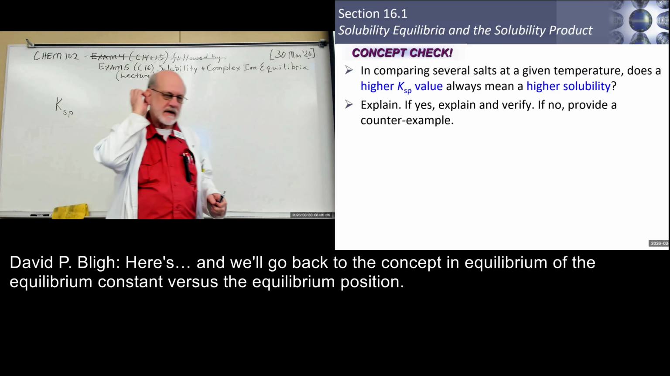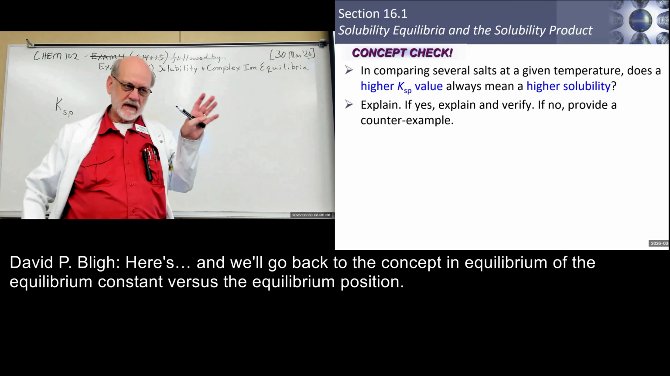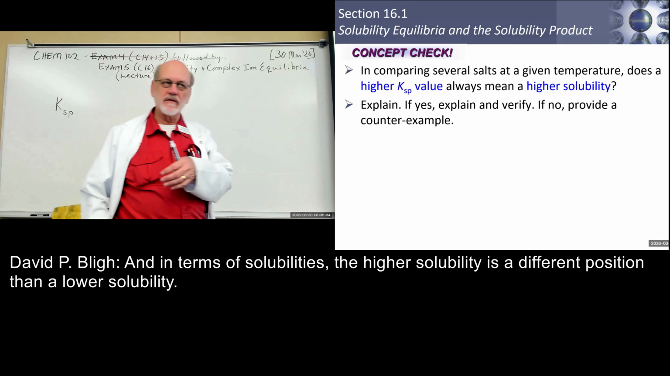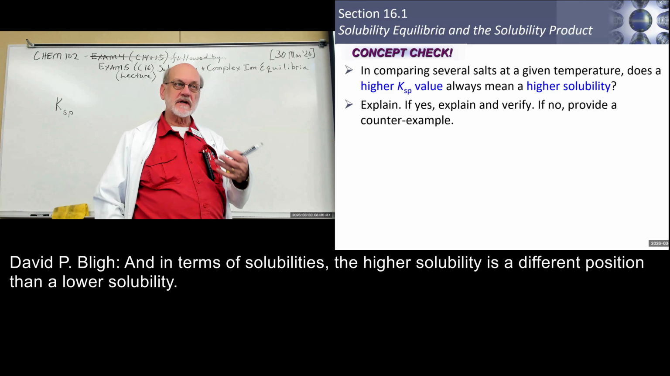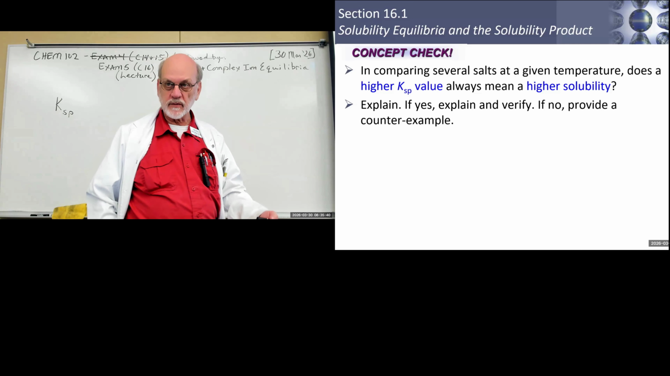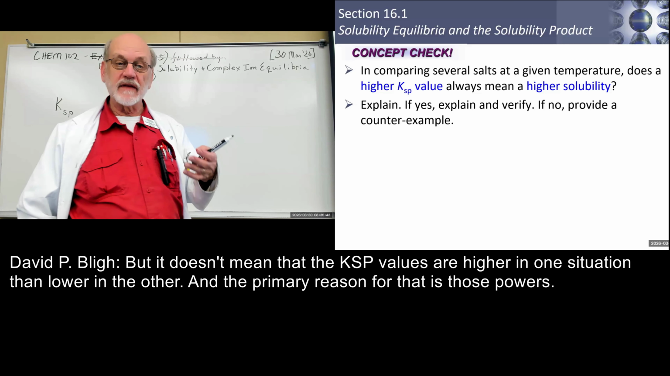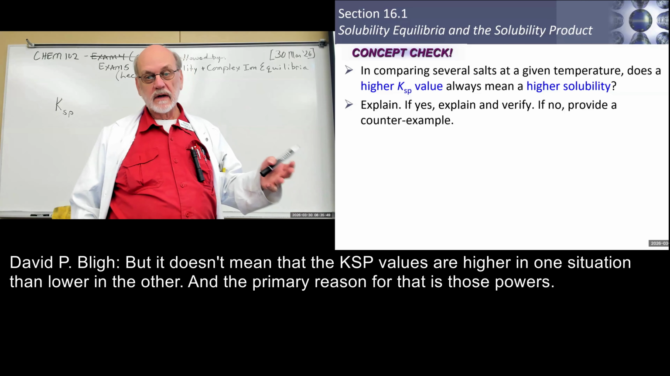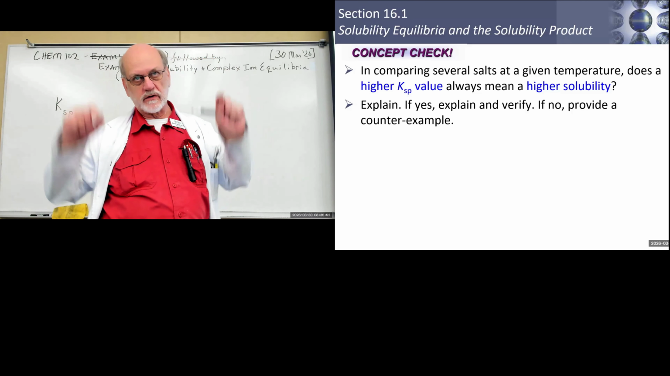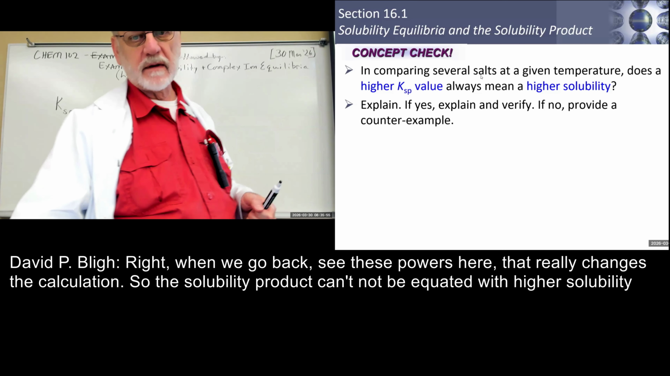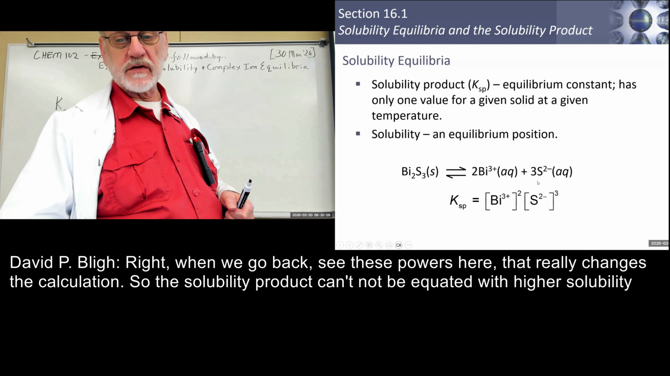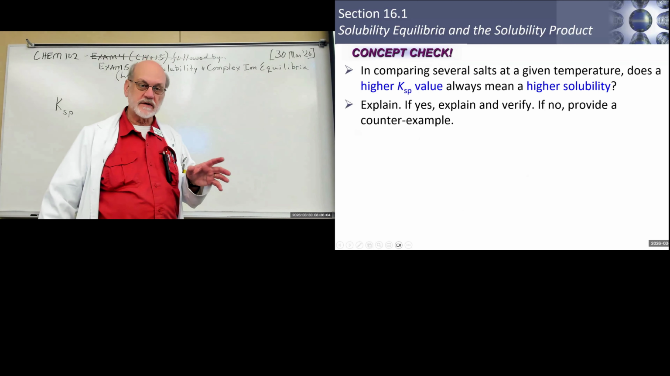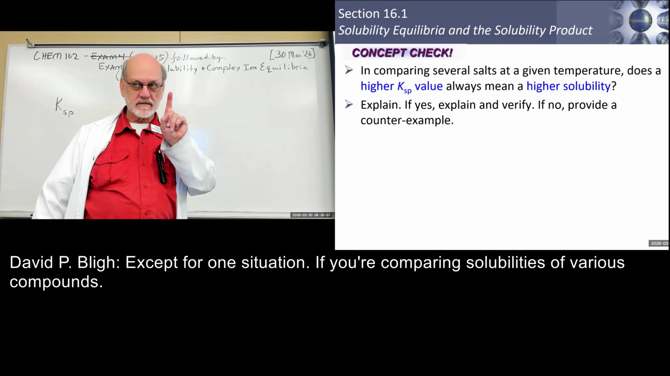And we go back to the concept in equilibrium of the equilibrium constant versus the equilibrium position. In terms of solubilities, a higher solubility is a different position than a lower solubility. But it doesn't mean that the KSP values are higher in one situation than lower in the other. The primary reason for that is those powers. When we go back, see these powers here, that really changes the calculation. So the solubility product can't be equated with higher solubility, except for one situation.